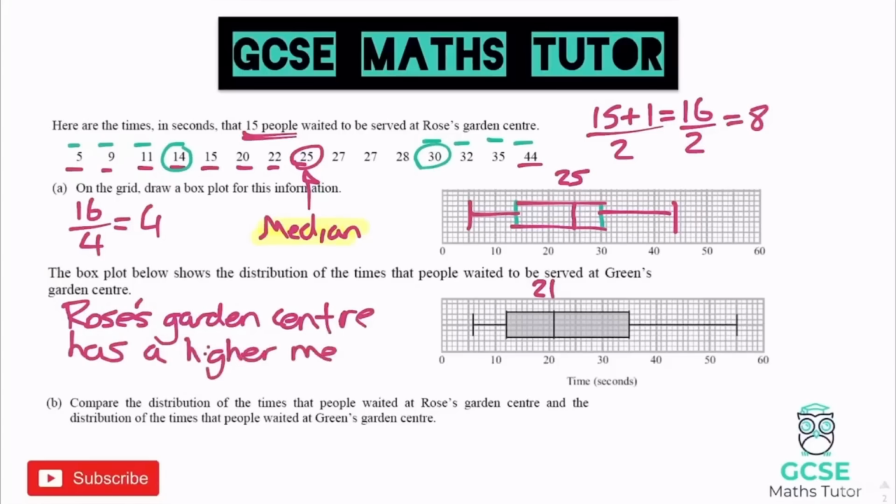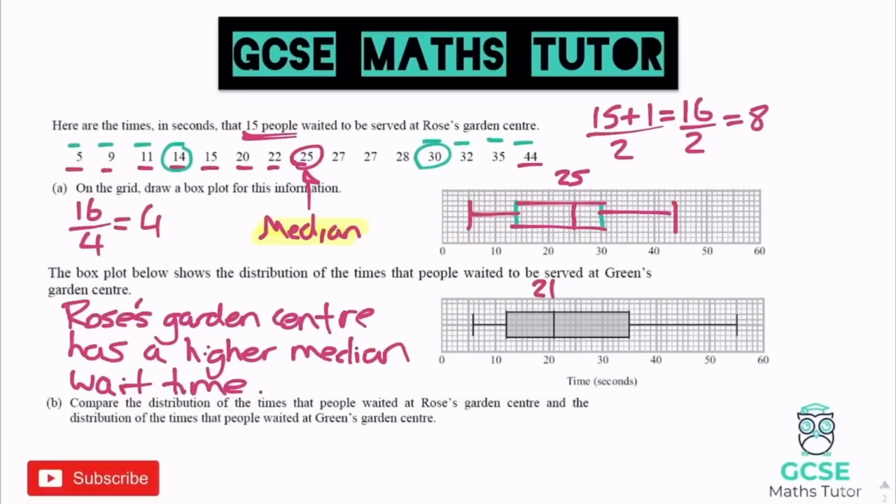There we are, and I want to add one more little bit of information in here, and that is adding a bit of context. So this is all about the time that they wait in the queues, I'm guessing. So I just want to say Rose's Garden has a higher median wait time. There we go. I don't have to mention any numbers. I'm just making a comparison and bringing in a bit of context. So I'm not just, you know, stating a random fact here. I'm saying that the actual median wait time is higher at Rose's Garden Centre.